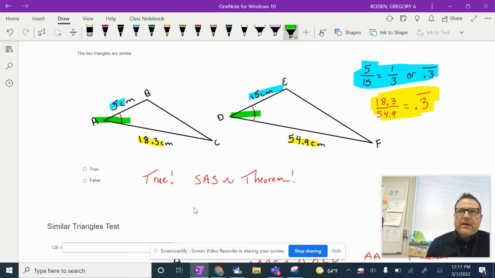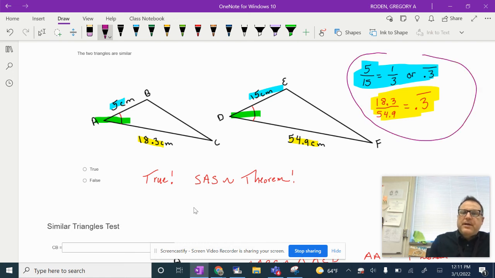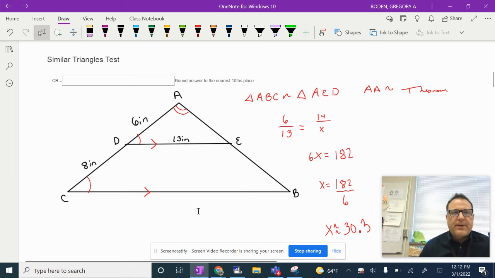So when I go through, I get 5 over 15, which is 1/3 or 0.3 repeating. And then when I put the yellow ones as a proportion, I get 18.3 over 54.9. And that actually also turns out to be 0.3 repeating. So they are definitely similar because it's SAS, because we have the blue sides, the green angle, and the yellow sides that are proportional. So the answer here would be true. Okay. All right. Next one.